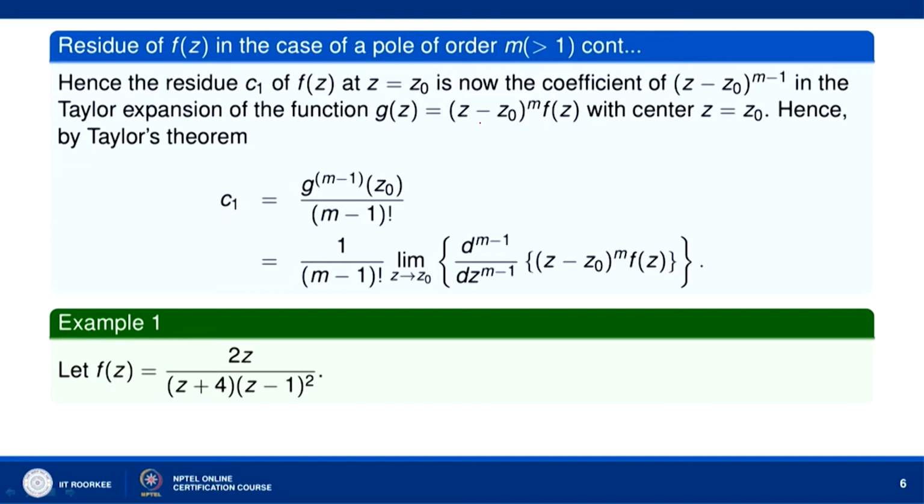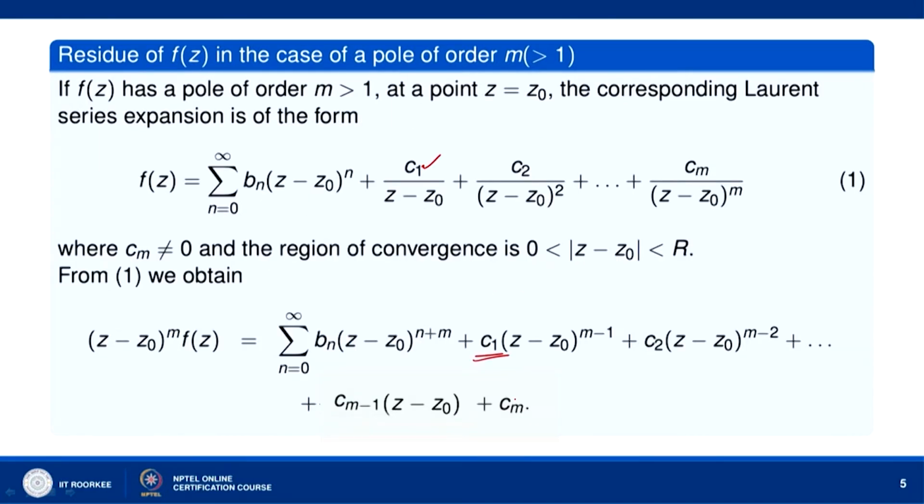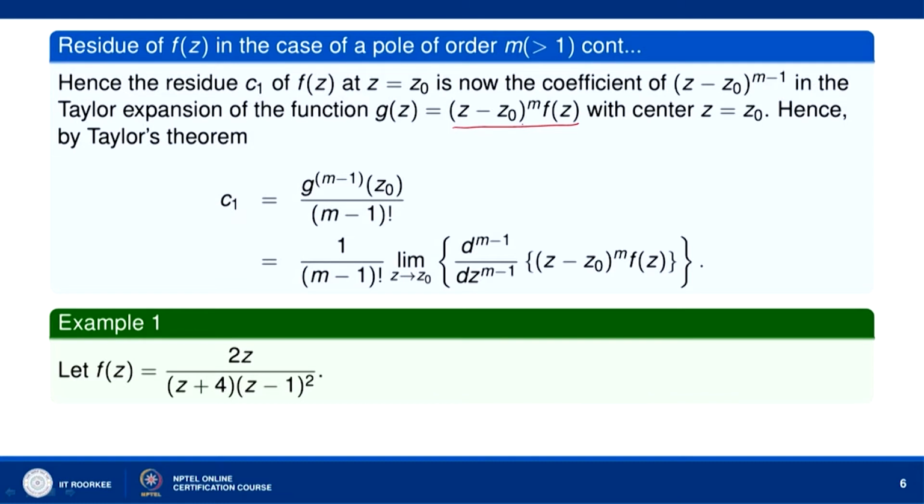So, let us call g(z) to be (z minus z naught) to the power m into f(z). So, the right hand side is the Taylor series of the function g(z). We are calling this function g(z). Now we know that if the right hand side is the Taylor series of g(z), then g(z) is equal to sigma n equal to 0 to infinity g^(n)(z naught) upon n factorial into (z minus z naught) to the power n.